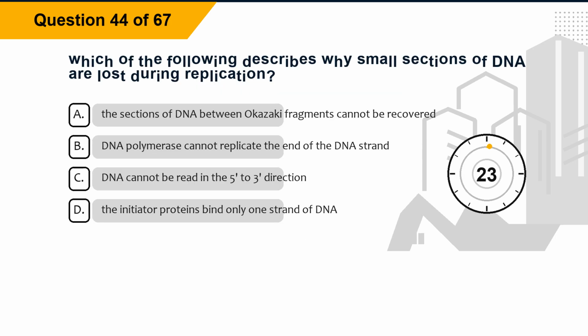Question 44. Which of the following describes why small sections of DNA are lost during replication? Option A, the sections of DNA between Okazaki fragments cannot be recovered. Option B, DNA polymerase cannot replicate the end of the DNA strand. Option C, DNA cannot be read in the 5' to 3' direction. Option D, the initiator proteins bind only one strand of DNA.